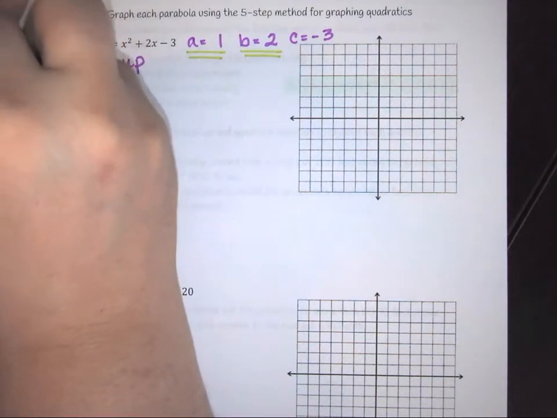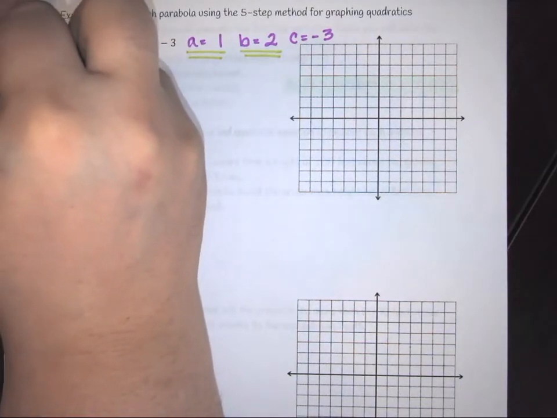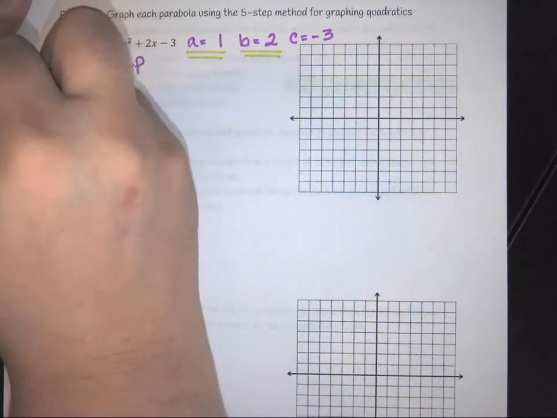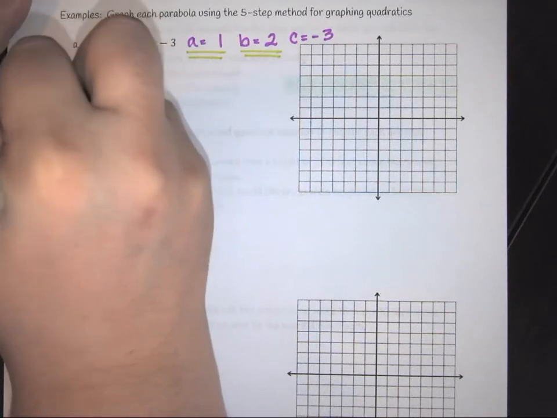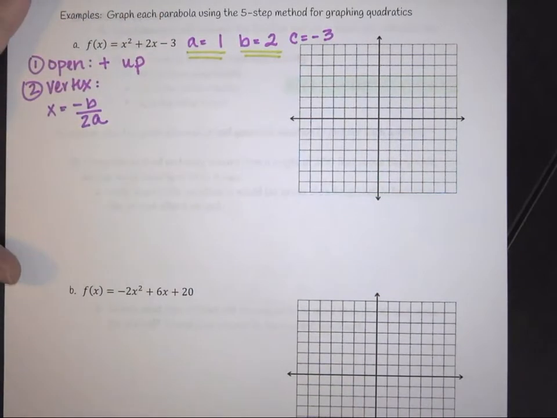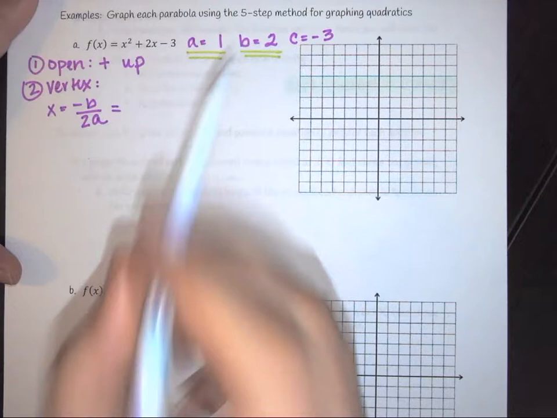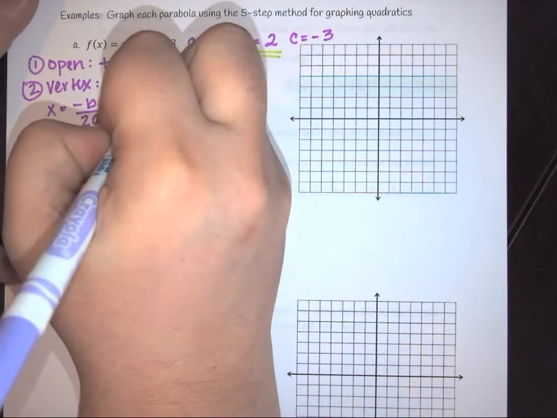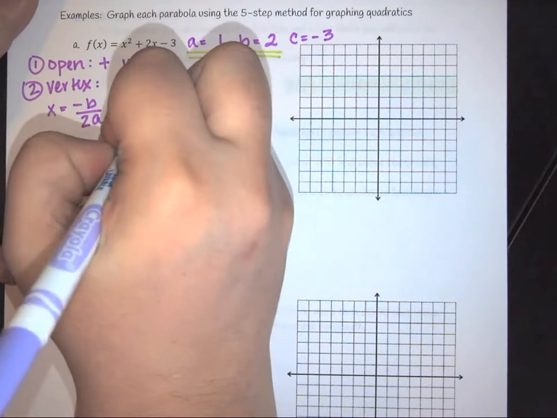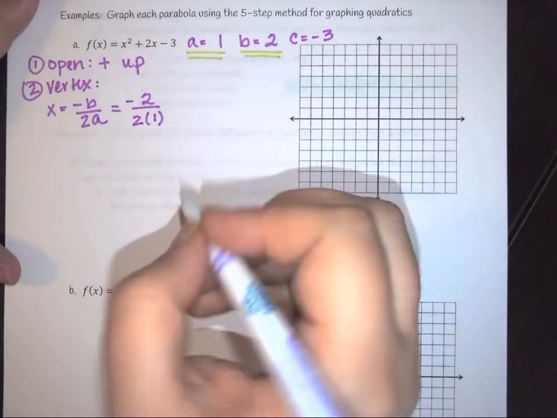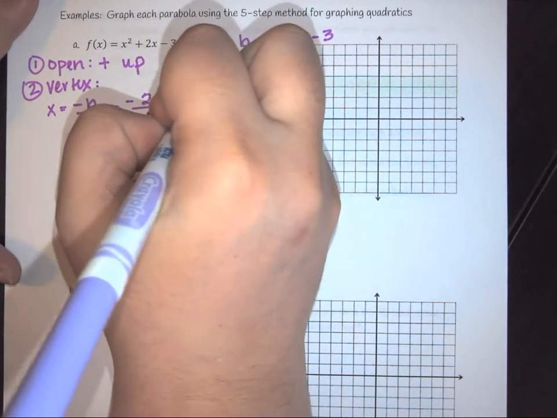The second step here is that we need to find your vertex. To find the vertex, we need to use the vertex formula. The vertex formula is that x is found by -b over 2a. So we have to input b and a and reduce. So b was 2, so this becomes -2 over 2 times my a, which was 1. Well, 2 times 1 is 2. -2 over 2 is a -1.